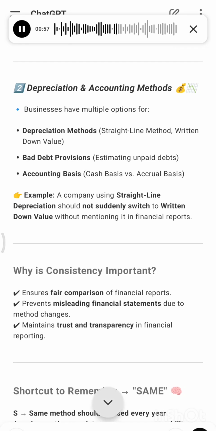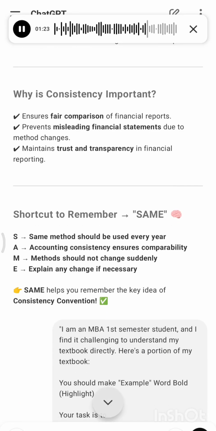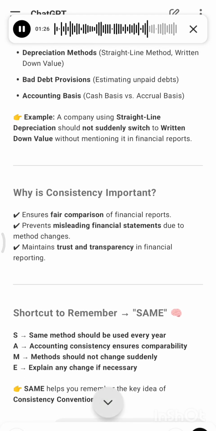Businesses have multiple options for depreciation methods. Straight line method, written down value. Bad debt provisions, estimating unpaid debts. Accounting basis, cash basis versus accrual basis. Example, a company using straight-line depreciation should not suddenly switch to written-down value without mentioning it in financial reports. Why is consistency important? Ensures fair comparison of financial reports, prevents misleading financial statements due to method changes, maintains trust and transparency in financial reporting.